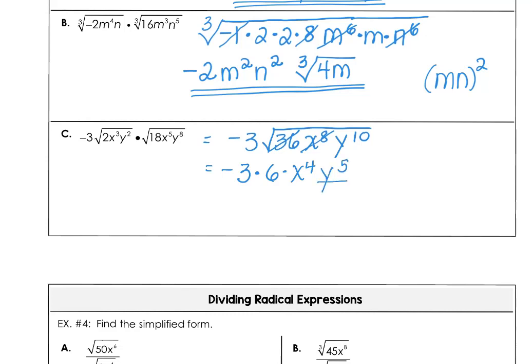So in this case, we're going to need the absolute value bars on y to the 5th, since that's an odd power with an even index. And our final answer would look like -18x to the 4th times the absolute value of y to the 5th.